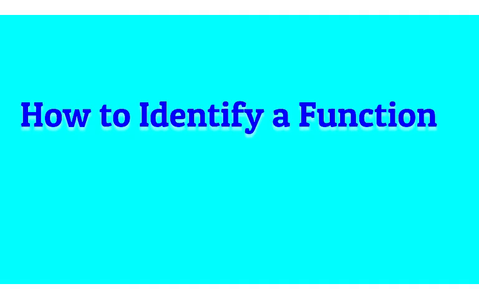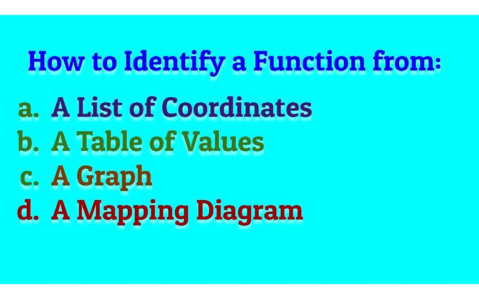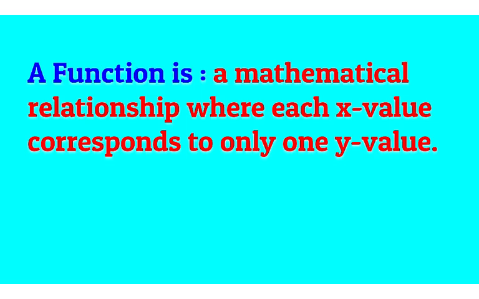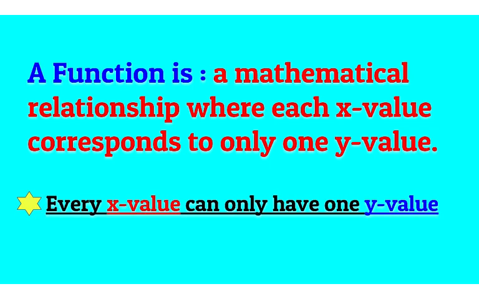So today we're going to talk about how to identify a function. And we're going to do this by looking at a list of coordinates, a table of values, a graph, and a mapping diagram. So what is a function? Well, a function is a mathematical relationship where each x value corresponds to only one y value. Or just remember, every x value can only have one corresponding y value.